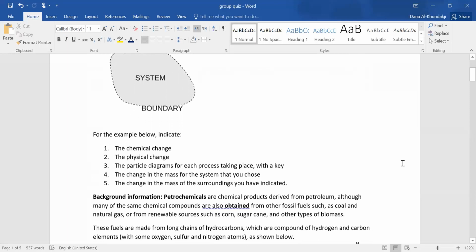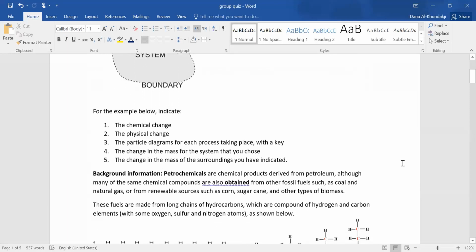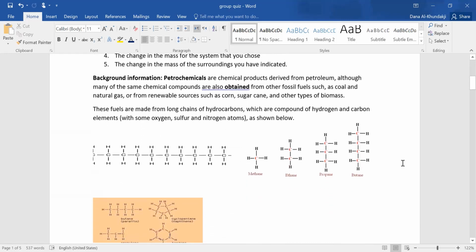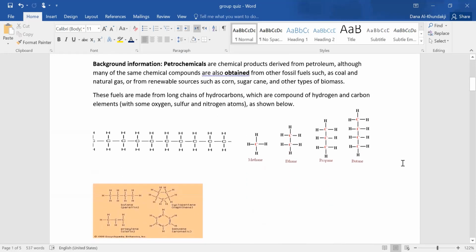For the examples below, you are going to indicate whether it's a chemical change or physical change, and also the particle diagrams for each process that is taking place, with a key. Also the change in the mass for the system that you choose, and the change of the mass for the surroundings that you have indicated. Now, to start, background information.